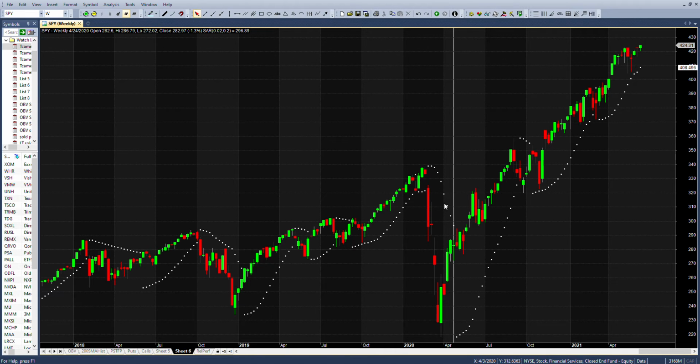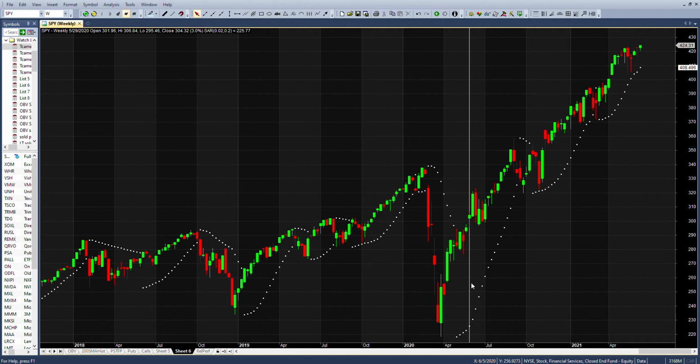So right here where the crash happened, the stop and reverse level was 296.89. I'd be waiting for a close above that level before getting in. So on the week of 5/22, it closed at 295. 296.89 was the level. We would not have gotten a signal to get back in until May 29th, 2020. That's when I get the signal to go get back into the market.